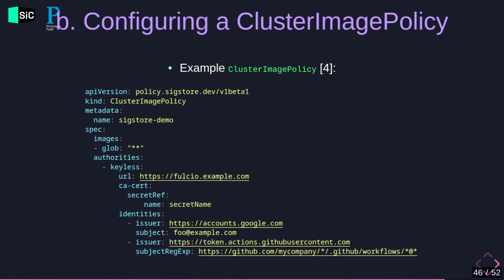There we have two important parts. One being the image. In our case, we just say we want to apply the policy to all images. And authorities. With authorities, you define what system you want to use, because Sigstore supports some more systems I haven't shown you due to scope. In our case, it's keyless. That's the one I have just shown you. And there we give the necessary information again, here being the Fulcio URL with the certificate as a secret. And in this case, we give two identities. So when the image is checked, either one has to be true.